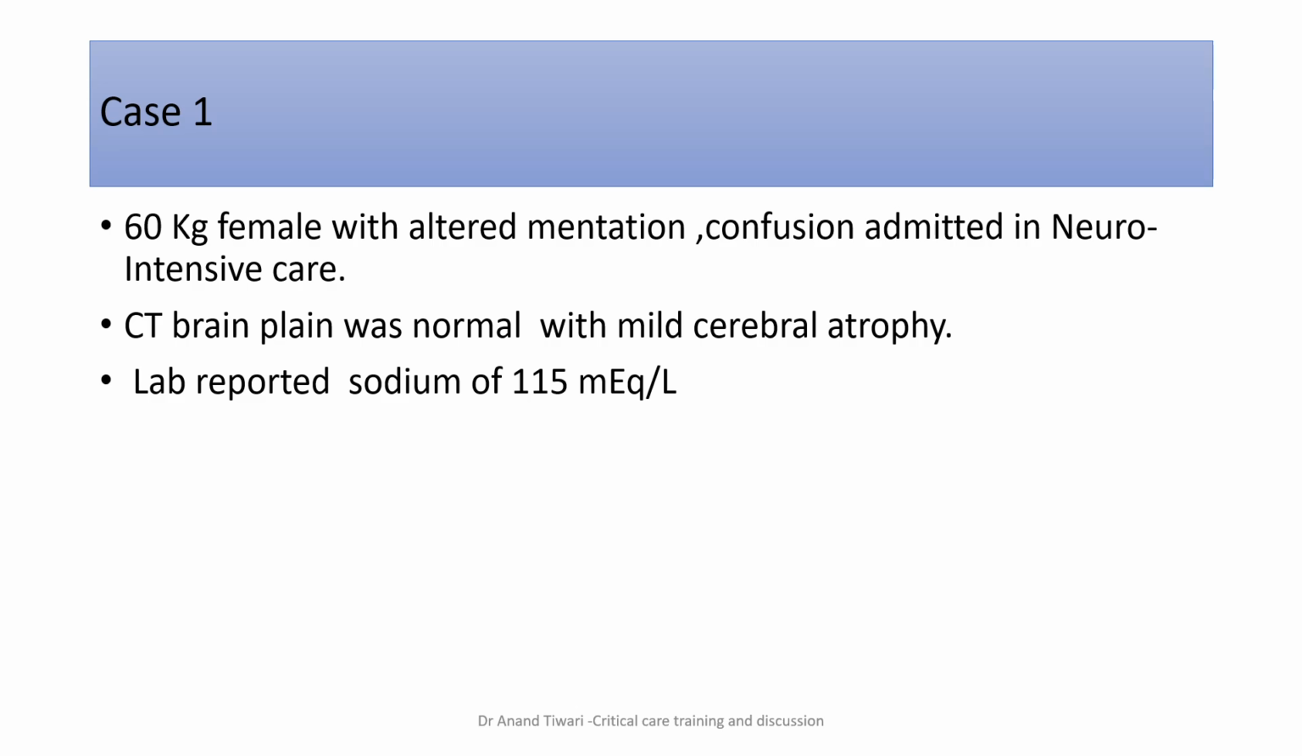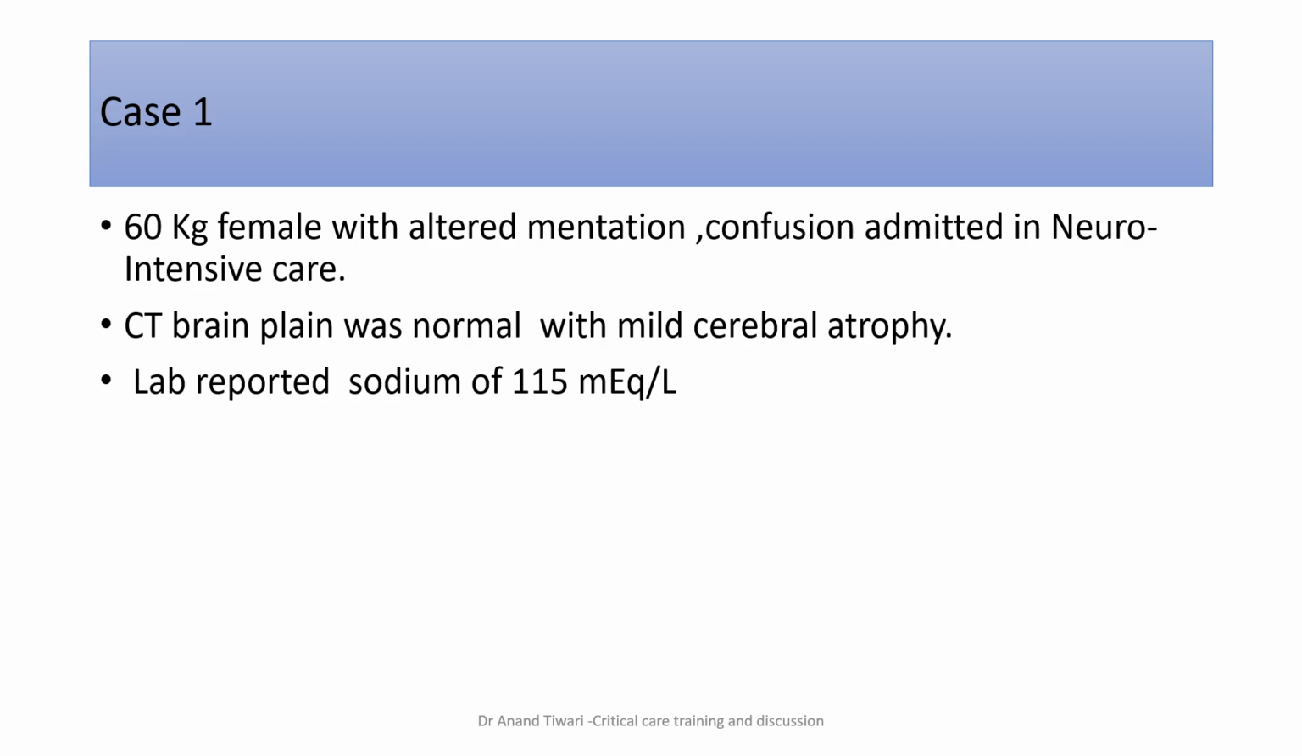This is a 60 kg female who presented with altered mentation and confusion, and was admitted in neurointensive care. Remember, this female may be 60 years, 65 years. Any elderly patient presenting with altered mentation, you should definitely do a CT scan brain plain before labeling it as a metabolic cause for altered mentation. So CT brain plain was done, which showed just mild cerebral atrophy in this lady, and the abnormal lab reported sodium of 115 milliequivalent. So what is the next step in correction of the sodium in such a situation?